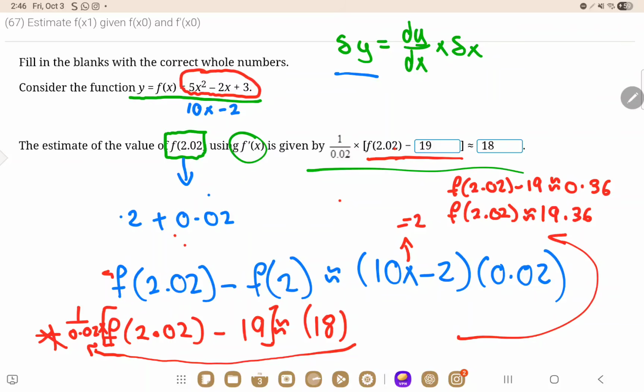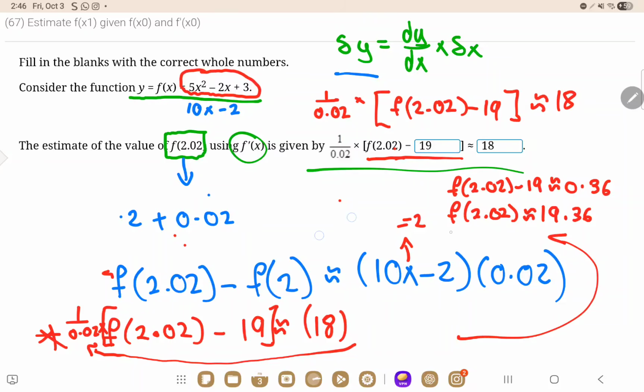And now we could remove it from this side. So basically, we can rewrite our entire equation as 1 over 0.02, because we moved it from the other side. We moved our small change in x, times our function of 2.02 minus 19, which is 2f of 2, is giving us approximately 18. And that is how you find your answer.